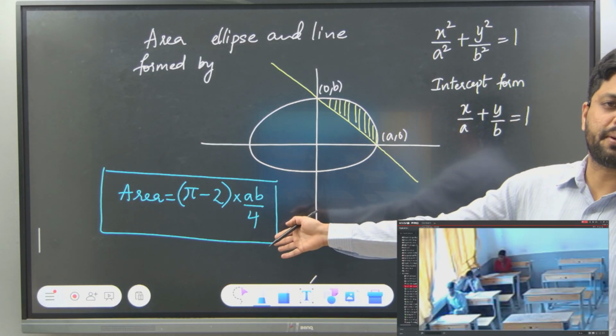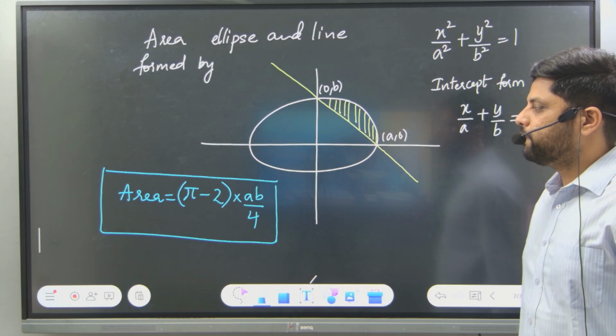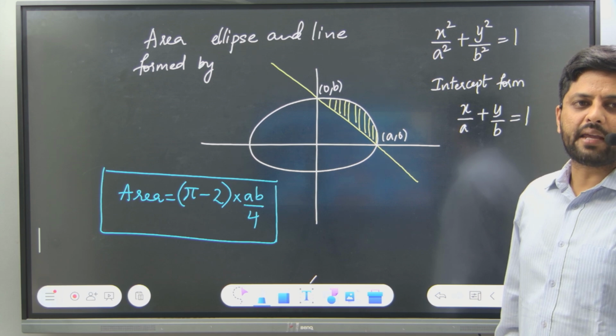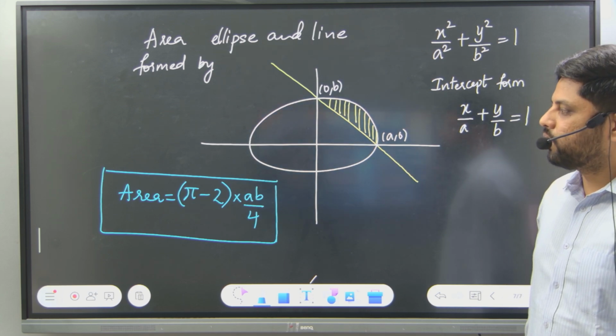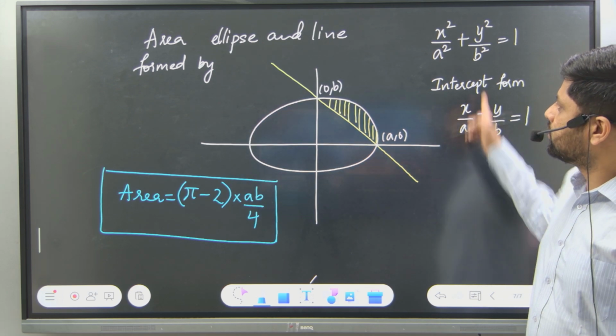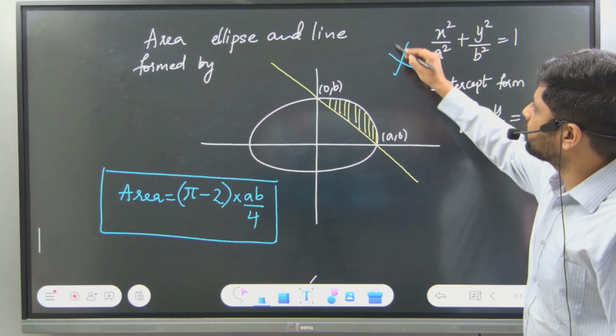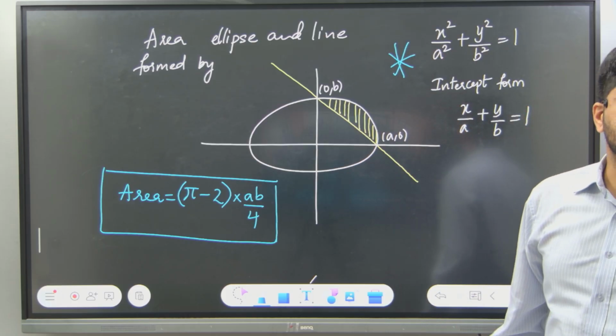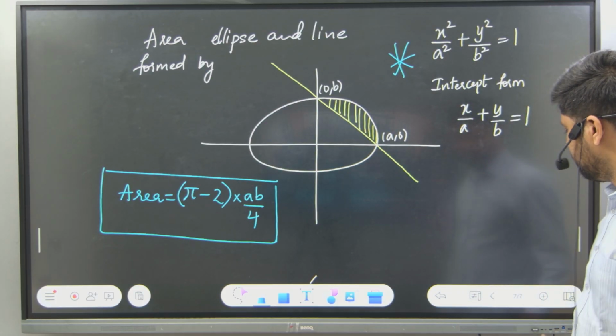ಫಾರ್ಮುಲಾ ಬರ್ಕೊಳ್ಳಿಪ್ಪ. All right? Area will be equal to pi minus 2 into AB by 4. This is important condition. Clear? Can we take an example? All right, students?